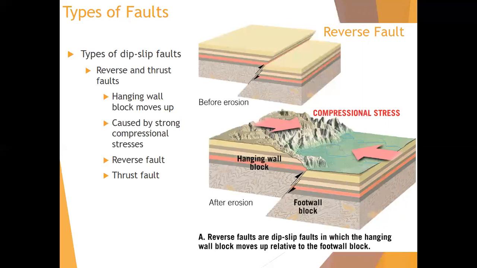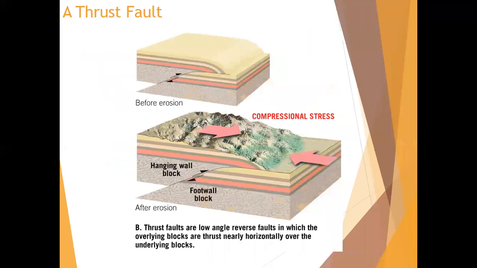A reverse fault is when that dip is greater than 45 degrees, that dip slip fault. A thrust fault happens when the dip slip fault is less than a 45-degree angle. This is showing you a thrust fault here. Remember that dip is less than a 45-degree angle. And you can see that here, that it is less than a 45-degree angle. Slightly less than a 45-degree angle in this picture.